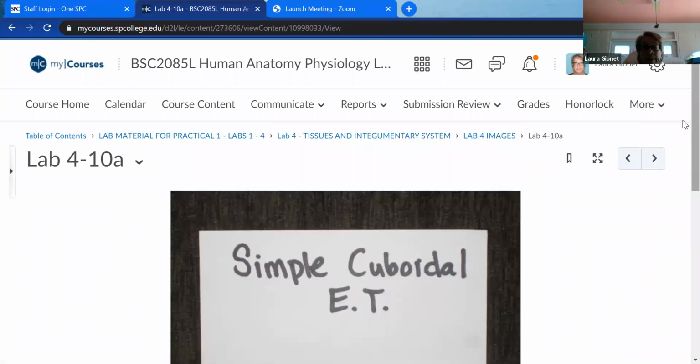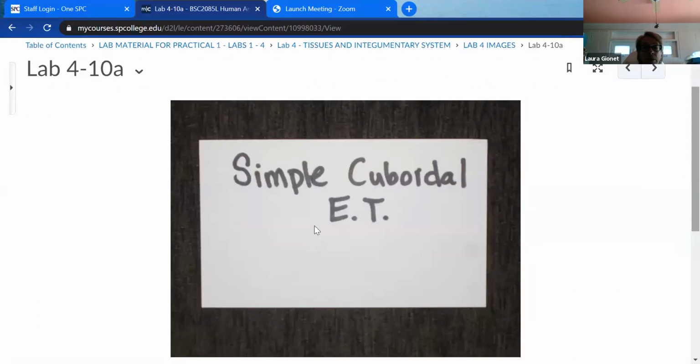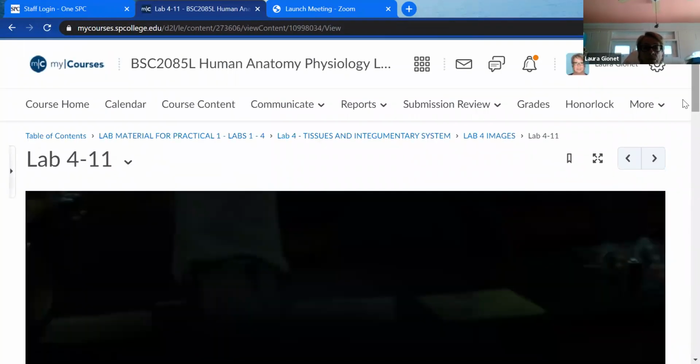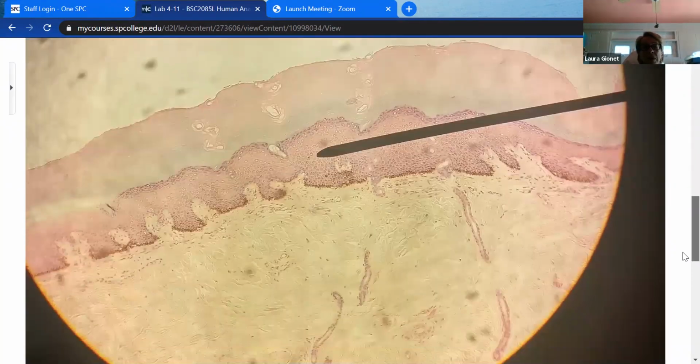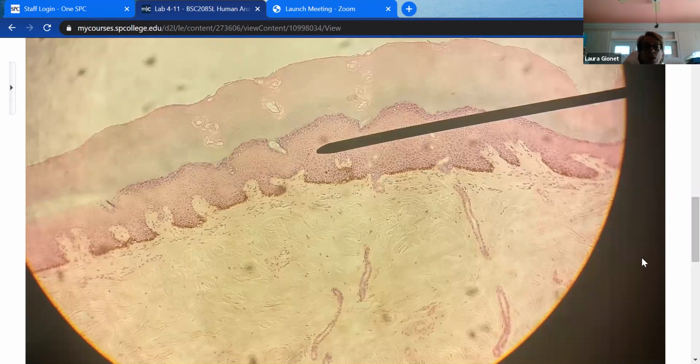What layer would it be found in? In the dermis, primarily in the dermis. Then we have, yeah, this is why taking it to the microscope is a little challenging.